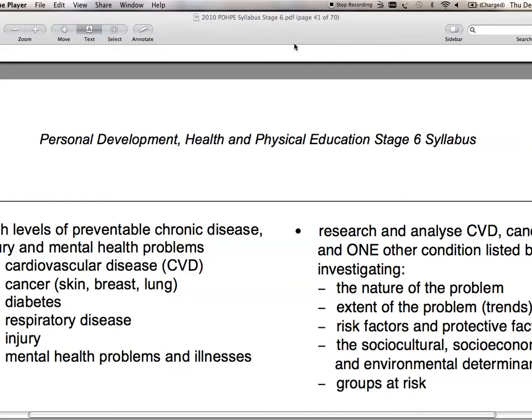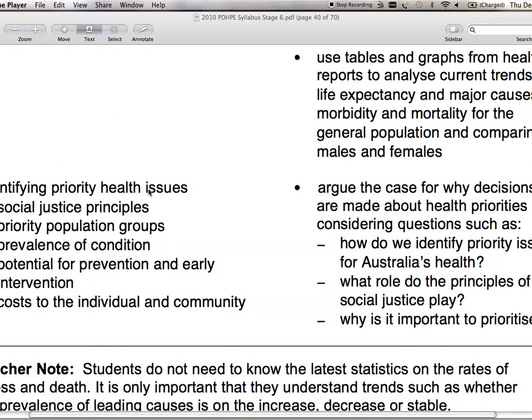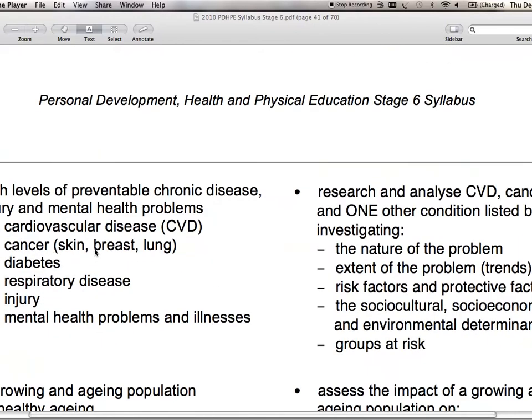STEM 12 for Core 1 relates to the specific priority areas that have been identified, and you can see them here. They're found under the dot point entitled High Levels of Preventable Chronic Disease, Injury and Mental Health Problems, and these are the 6 actual priority areas listed. If you think back to 2 dot points ago, which was the Identifying Priority Health Issues dot point, this criteria here is what is used. So these 5 things are what are actually used to identify these 6 areas.